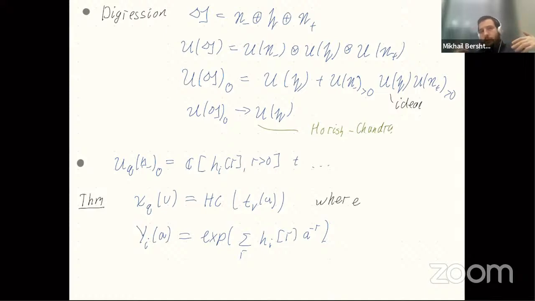Another way to think about this is the following: this algebra of Q characters is a degeneration, some projection of the Baxter algebra. Even Baxter algebra is already commutative, but we forget some information due to this projection.